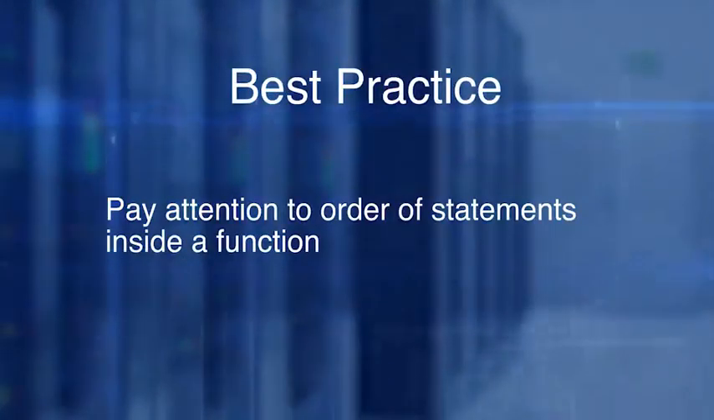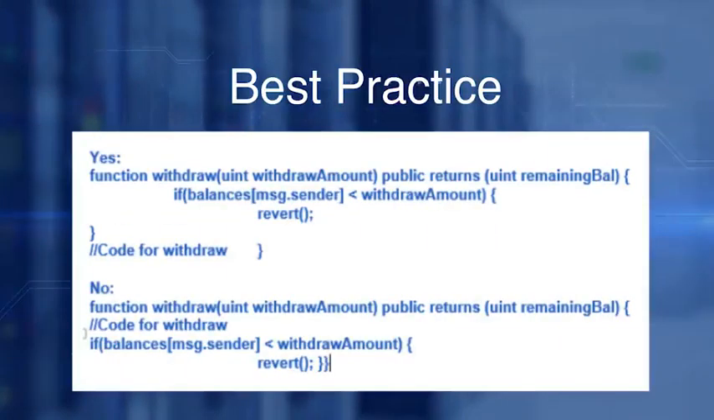Pay attention to the order of statements within a function. The first withdraw function checks the condition first and then allows for withdrawal. The second one has the withdraw code first and then the condition check. Something similar to this resulted in Parity Wallet losing several million ethers when a smart contract was killed before moving the ethers.